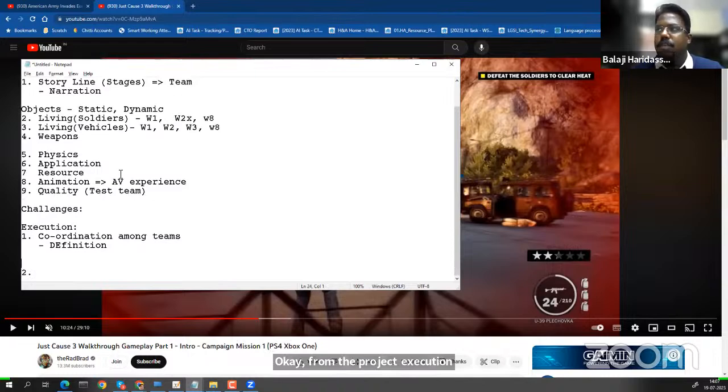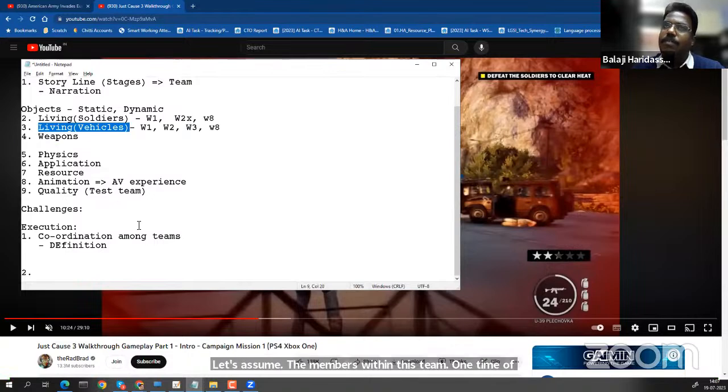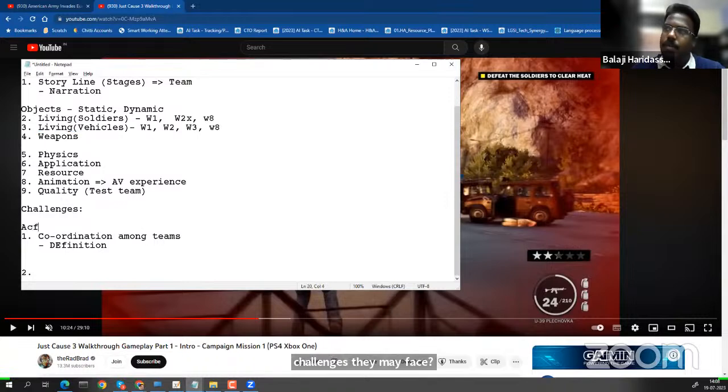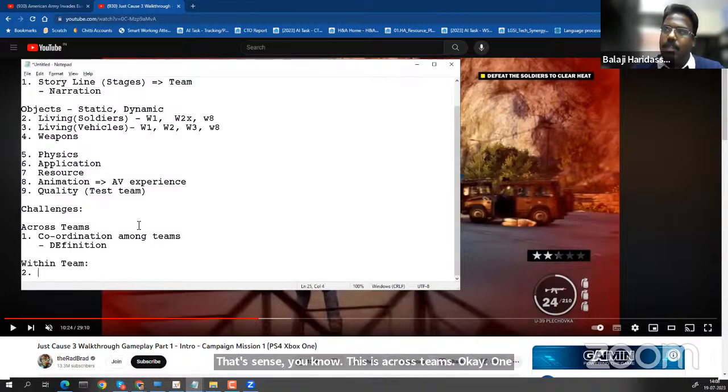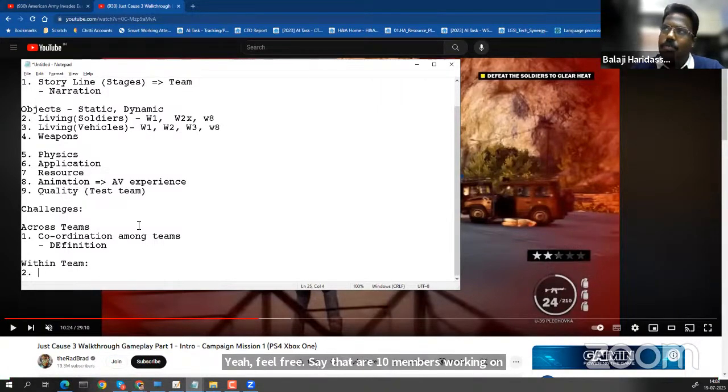Who else may be affected by these changes? Let's assume the members within this team. What type of challenges may they face? This is across teams. Within the team, what are the challenges? Can someone tell? Say there are 10 members working on soldiers. What do you think would be the problems that these members may face? What are the challenges generally?